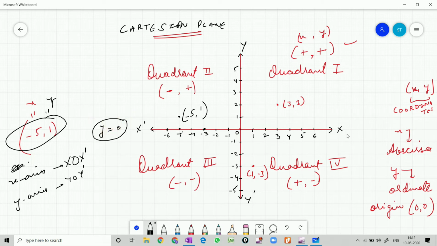Okay, on this line, the x-axis, y is 0. So what is the equation of the x-axis? The equation of the x-axis is y is equal to 0. Okay, keep this in mind. This is very important. Just let me highlight this.